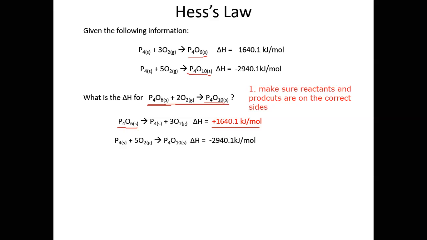You make sure reactants and products are on the correct sides. Step number two is make sure you have the correct coefficients. So here, P4O6 has a coefficient of 1. P4O6 has a coefficient of 1. O2 has a coefficient of 2. If you notice here, we have 5 on the reactant side, 3 on the product side, so we're going to have a surplus of 2 on the reactant side. And P4O10 has a coefficient of 1. Notice that the P4s will cancel. So in this example, the coefficients are correct.